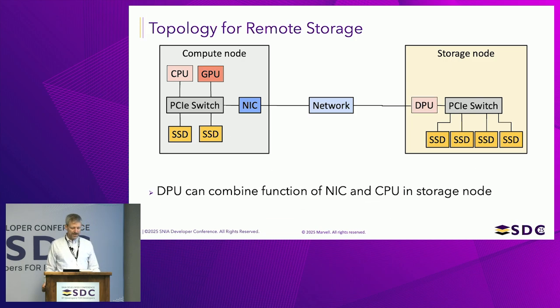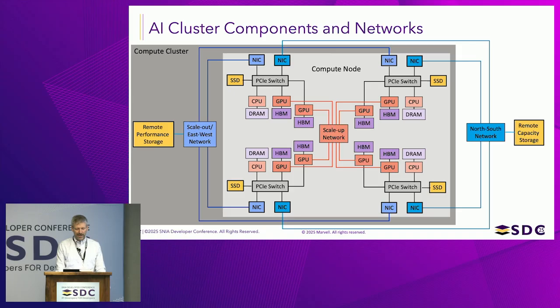So how about, you could also replace the NIC and the CPU in a storage node by a DPU that combines them both into one function, as shown here. So how does it all fit together in an AI compute cluster, and how is it connected to storage? So this is shown here.